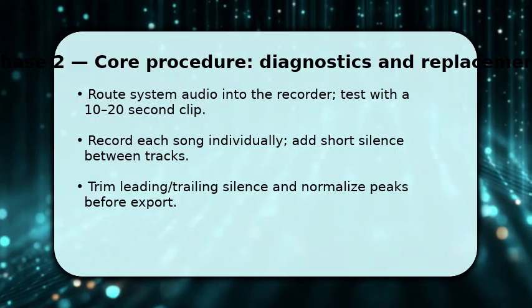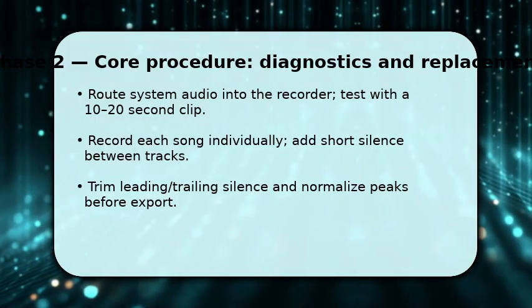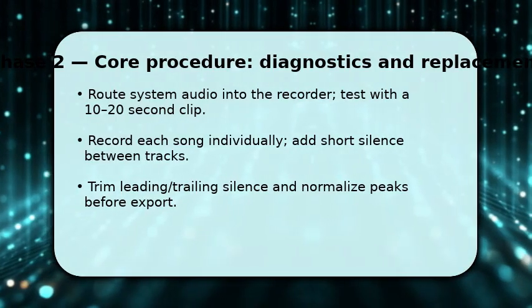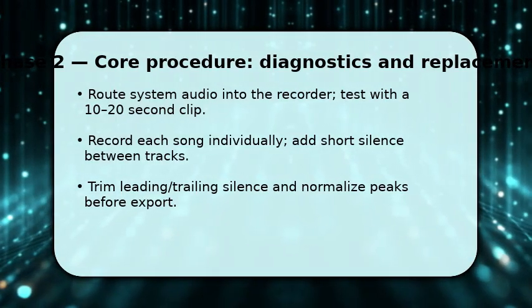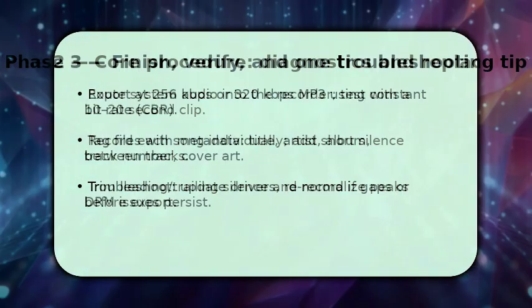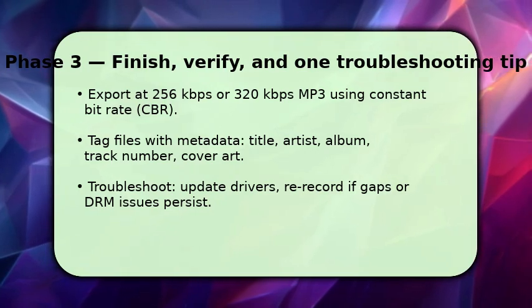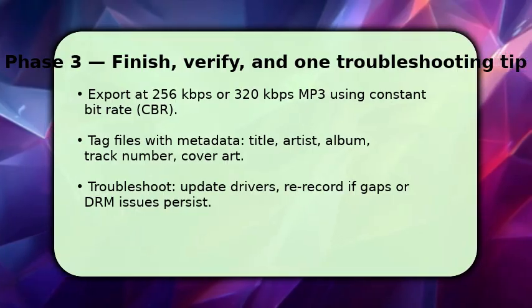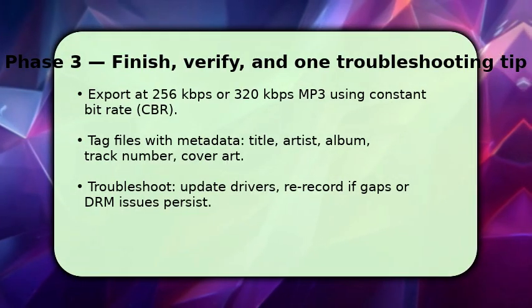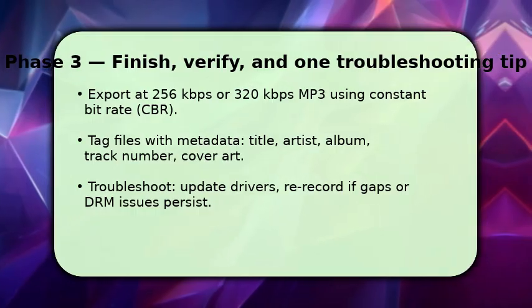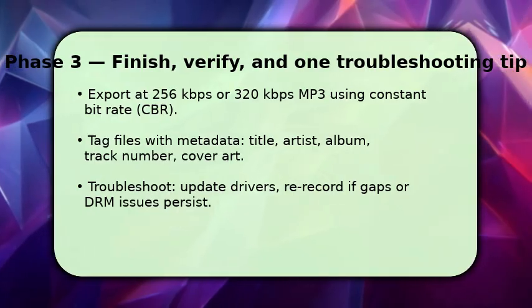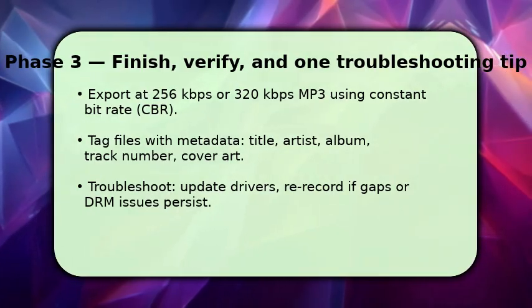Open each captured file in the editor, trim any extra silence, apply gentle normalization to match levels, and remove clicks or artifacts so your files are clean before exporting. Finish by exporting each cleaned file to Mp3. Choose CBR at 256 kbps or 320 kbps for consistent quality and compatibility. Then add metadata, title, artist, album, track number, and embed cover art so your player organizes them correctly.